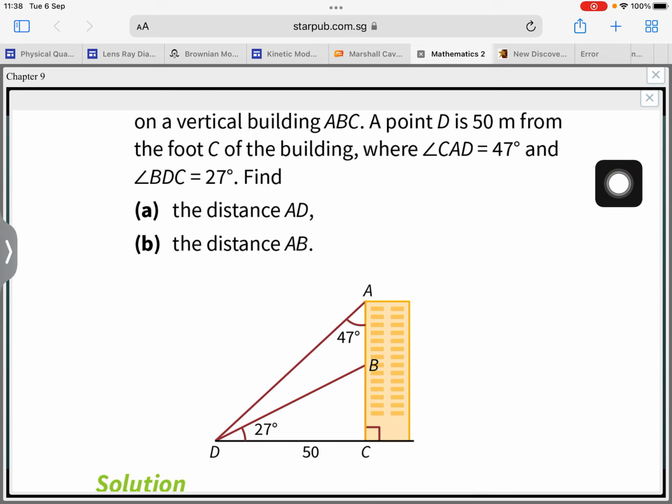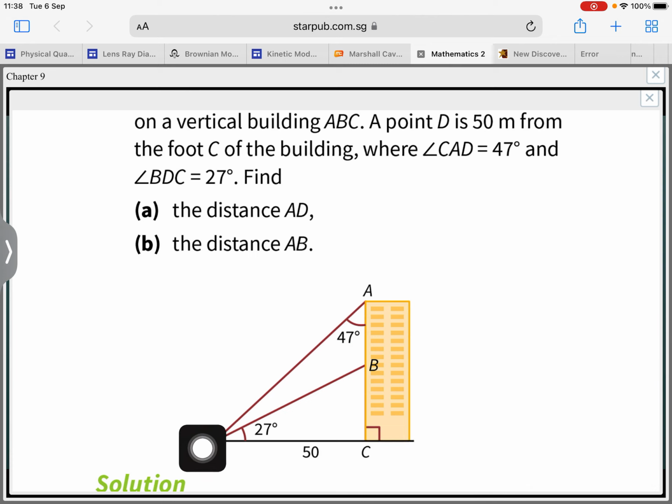So every time, remember, we are looking at trigo as one angle to two sides. So if AD is one of the sides that I want to know, this AD is part of the triangle ACD. So it's this triangle. I know this side.